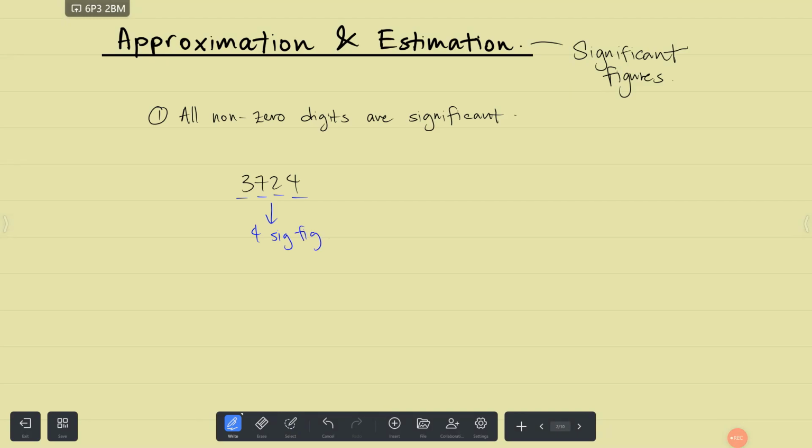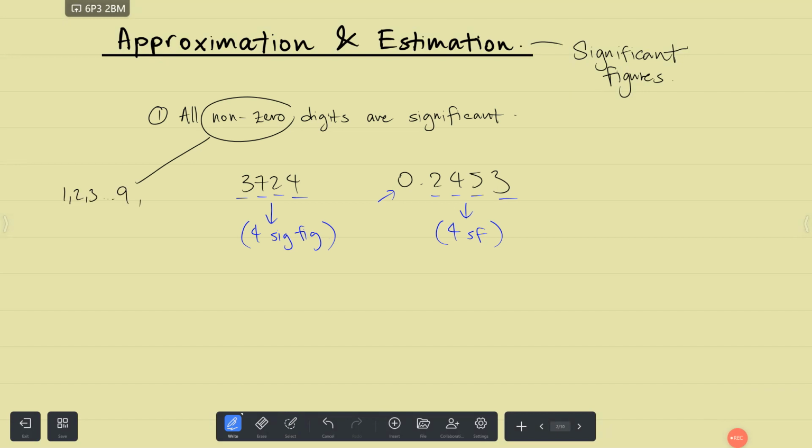4 significant figures. And let's say we have another number, 0, 2, 4, 5, 3. Later we learn that this 0 is not significant, but for now, all these numbers are always significant. So 2, 4, 5, 3. So this is also 4 significant figures. We can also write 4 SF as well. Pretty much the same thing. Since all non-zero digits, which I mean 1, 2, 3, all the way to 9, because a digit is just a single digit, they are significant.